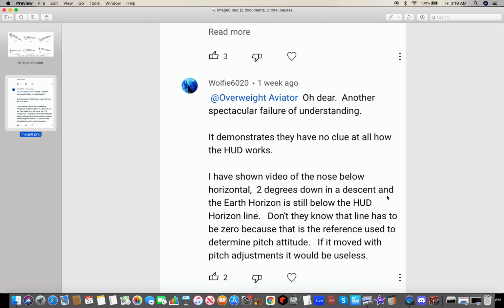Okay, so I'll just read out the rest of it, because it's not connected to this video. It is connected to it, but it's something I could make another video about. And the Earth horizon is still below the HUD horizon line. Don't they know that line has to be 0, because that is the reference used to determine pitch attitude? See, there you go, 0. So he's stating here that 0 is the baseline. Now, if it moved with pitch adjustments, it would be useless, right? He's stating here that 0 is the baseline.